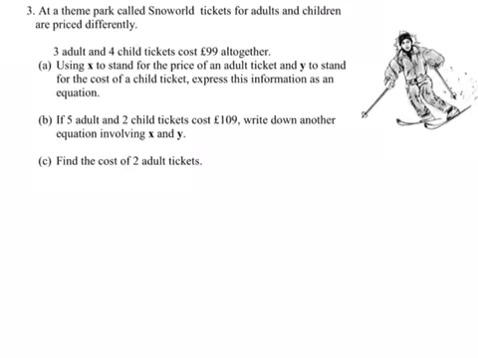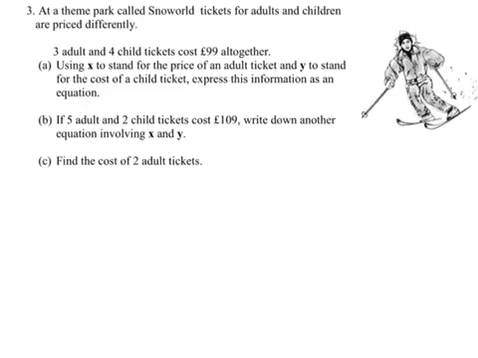Question number 3. At a theme park called Snow World, tickets for adults and children are priced differently. 3 adult and 4 child tickets cost £99 altogether. Part A, using x to stand for the price of an adult ticket and y to stand for the cost of a child ticket, express this information as an equation.